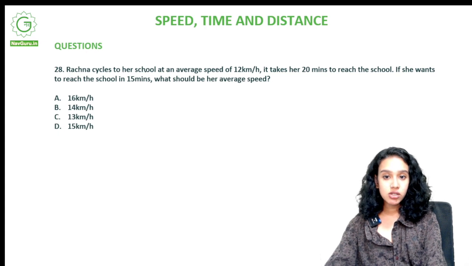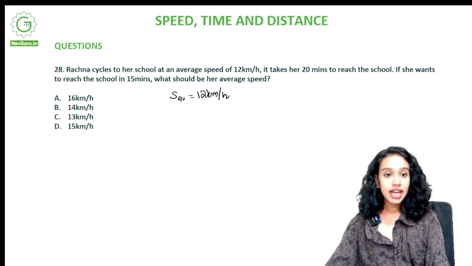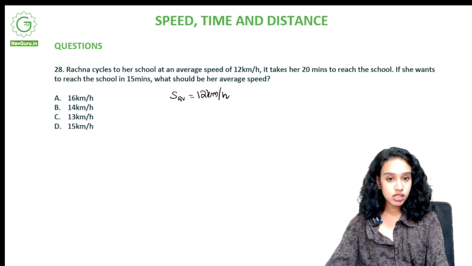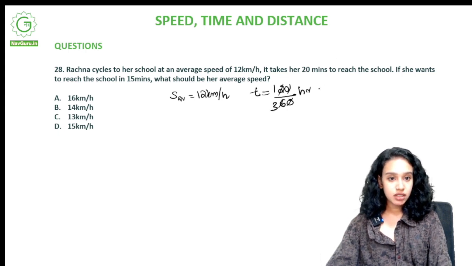So Rachna cycles to her school at an average speed of 12 km per hour, right? And she takes 20 minutes to reach the school. So time taken is 20 minutes. That means 20 by 60 hours, right? That gives us 1 by 3 hour. She takes 1 by 3 hours to reach the school.